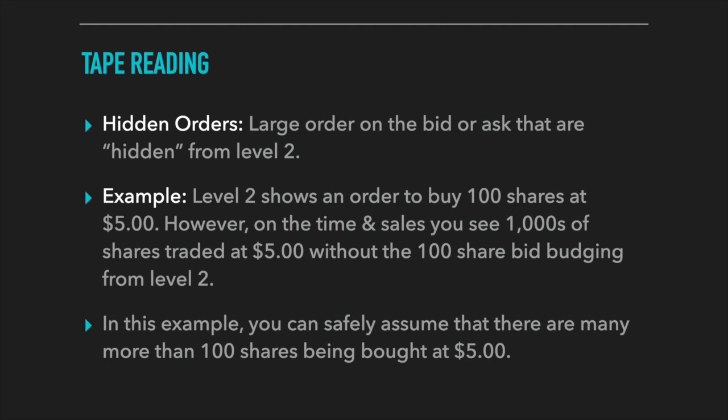In this example, that tells you that there is obviously somebody buying much more than 100 shares at $5, even though they only want you to think there are 100 shares being bought. So you can use that information to pretty safely assume that there is quite a bit of demand at $5, even though a lot of it is being hidden from level 2.